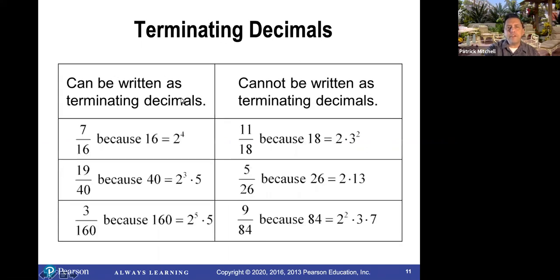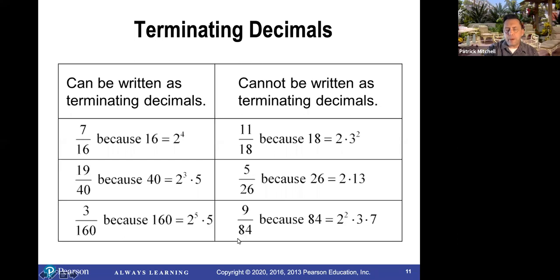Here are some examples of rational numbers that can and cannot be written as terminating decimals. 7/16, 19/40, and 3 over 160 can all be written as terminating decimals because their denominators can be written using only powers of 2 and 5. However, 11/18, 5 over 26, and 9 over 84 cannot be written as terminating decimals because the denominators contain prime factors other than 2 and 5.